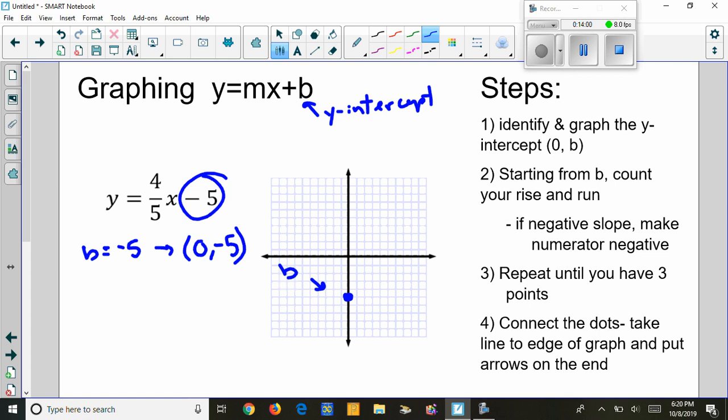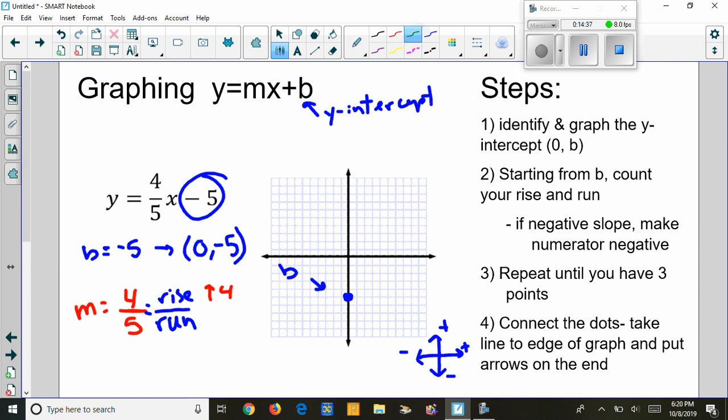Next, I'm going to find the slope. Now the slope is 4/5. That is my rise and my run. What I need to ask is, when I am counting on a graph and I count up, it's positive. My rise number is +4, so I'm going to count up 4 spaces.